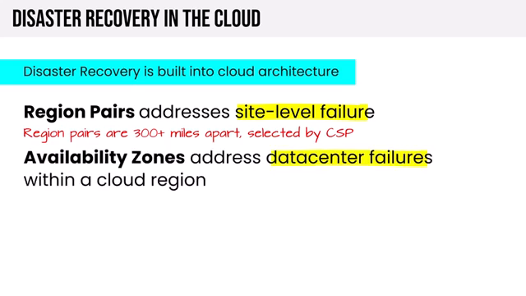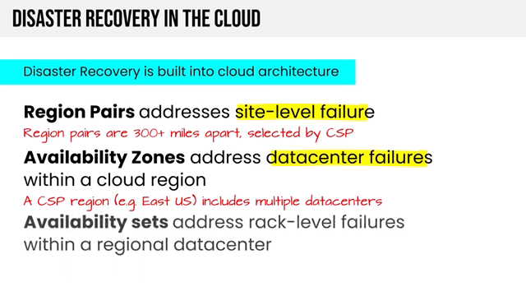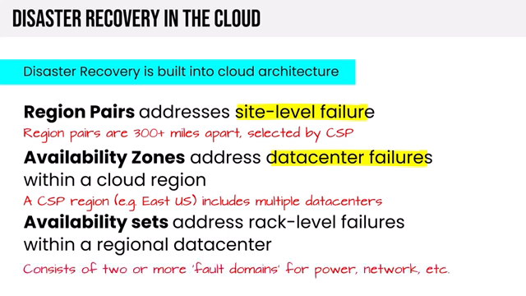Availability zones address data center failures within a cloud region. So remember, within a region like East US or West US, you have multiple data centers in fairly close proximity. A CSP region like East US would include multiple data centers, not just a single regional data center. And availability sets address rack-level failures within the data center itself. So this consists of two or more fault domains for power or network, etc.